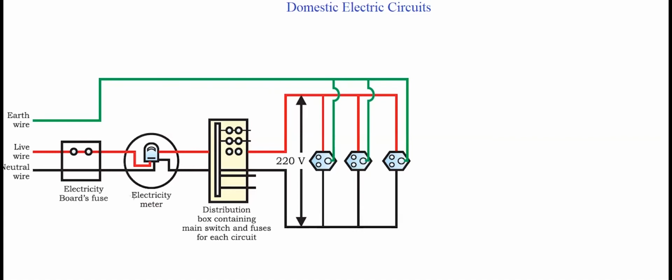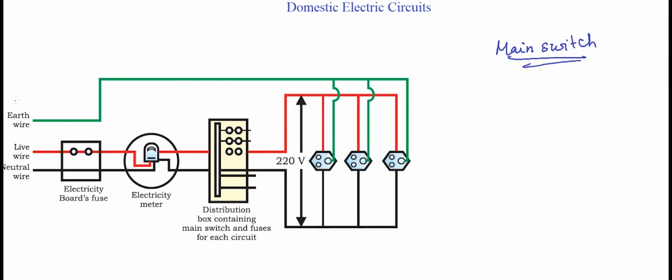This electricity meter is where our usage is billed by the electricity people. After the electricity meter, inside the houses, we have the distribution box or main switch. We have the main switch inside the house.